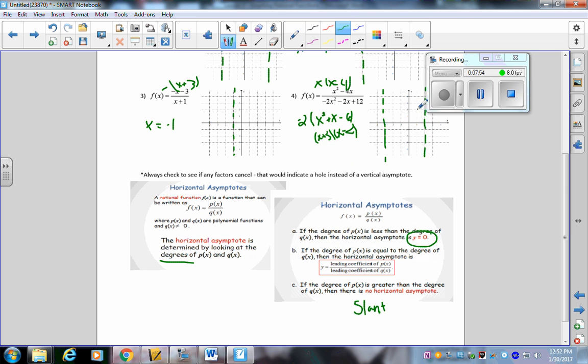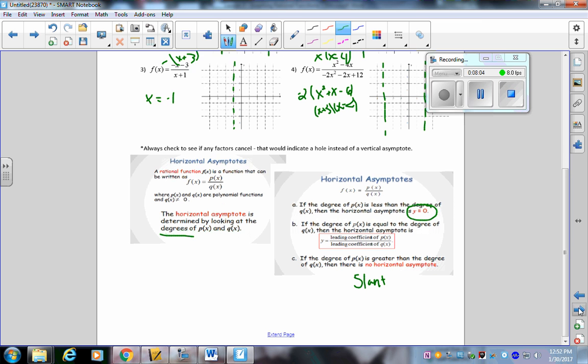So it's more of a slanty line as opposed to horizontal. You can never have both a slant and a horizontal. It has to be one or the other. A horizontal asymptote is more common, so just keep that in mind.